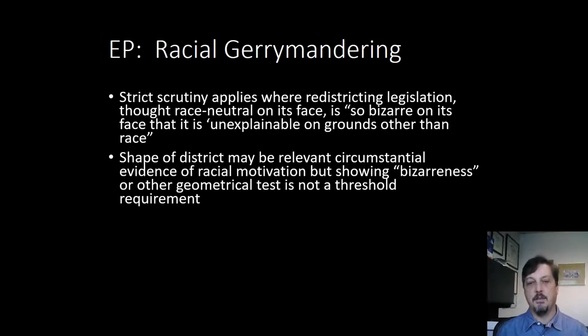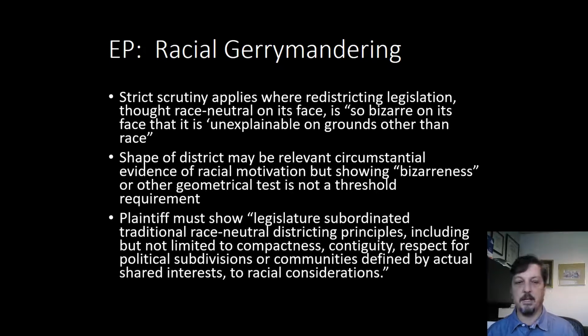But the fact that the district is kind of bizarrely shaped might help supply an inference that there's a racial gerrymander. On the other hand, the court has said a showing of the bizarreness of the shape of the district is not required. It's just one thing that could support an inference of a racial gerrymander.